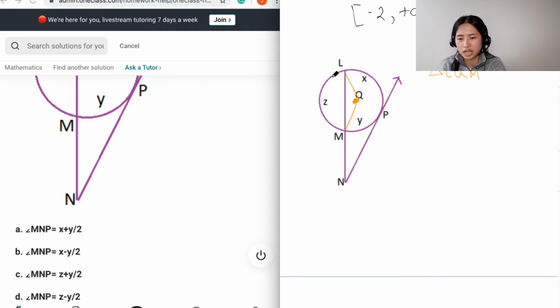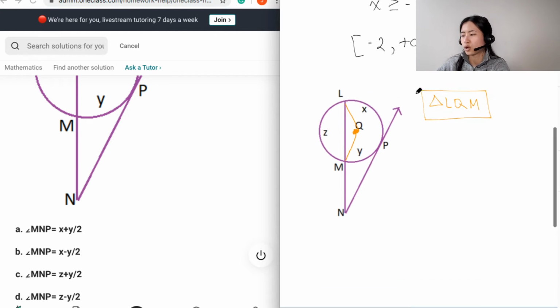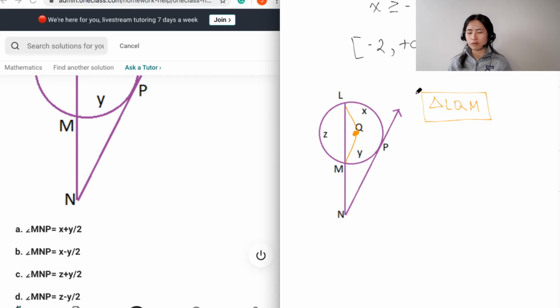I'm not going to shade that or turn that into orange just because I think it's going to become really messy. So let's focus on this. So this is what you focus on. So we have triangle LQM, right? So we need to derive the following just by looking at this triangle.